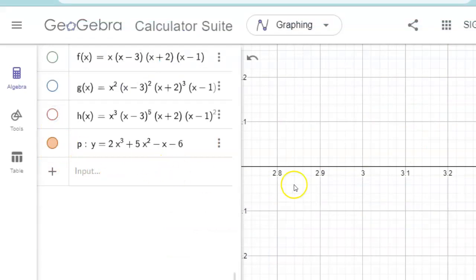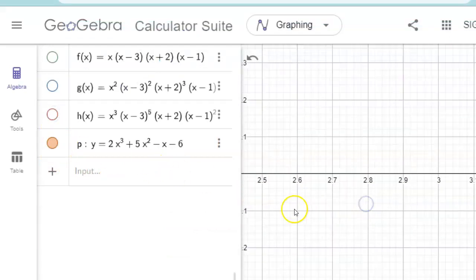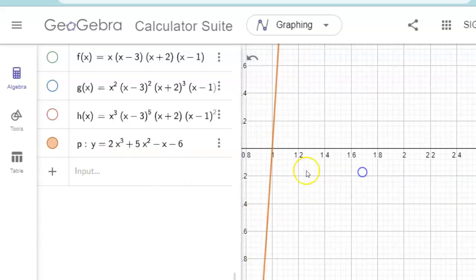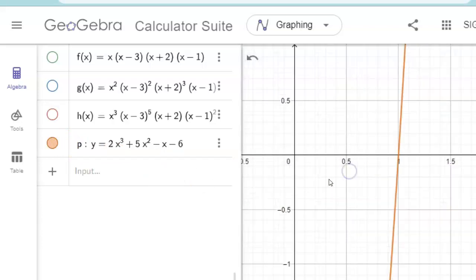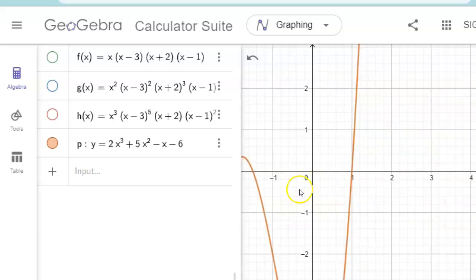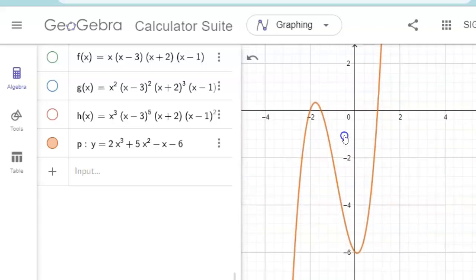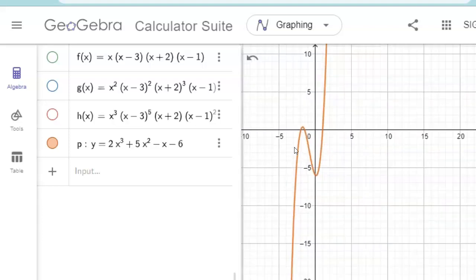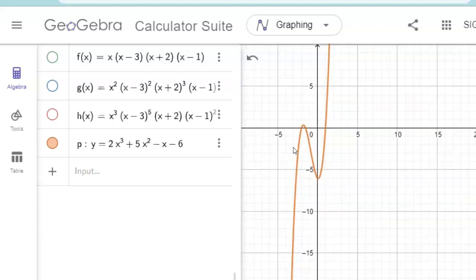And so here it is, and I just have to zoom out. There we go. There's my root at 1. Getting this thing to fit will be tricky. And that's pretty much generally what I had.